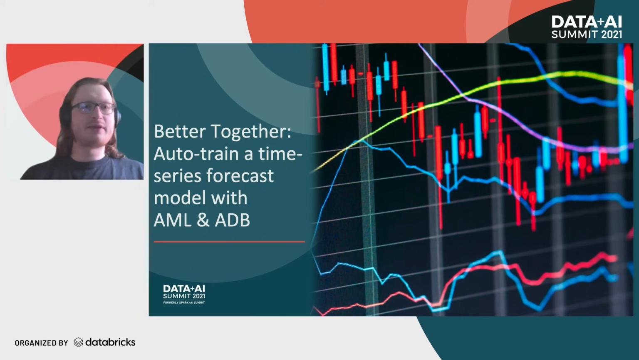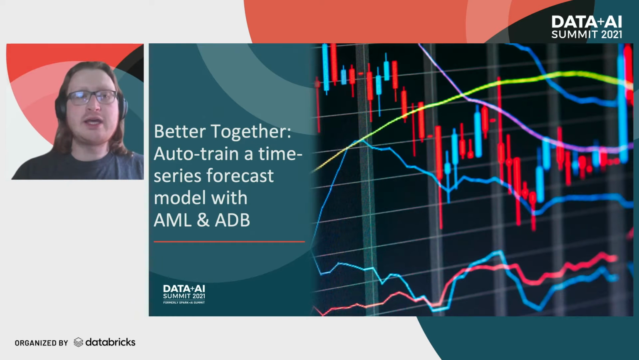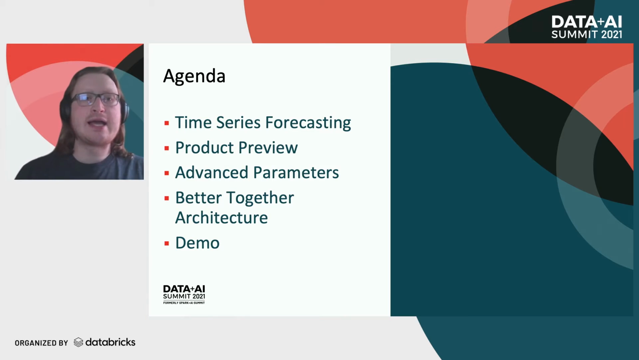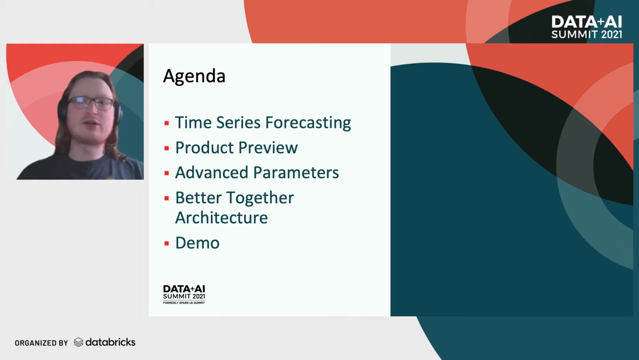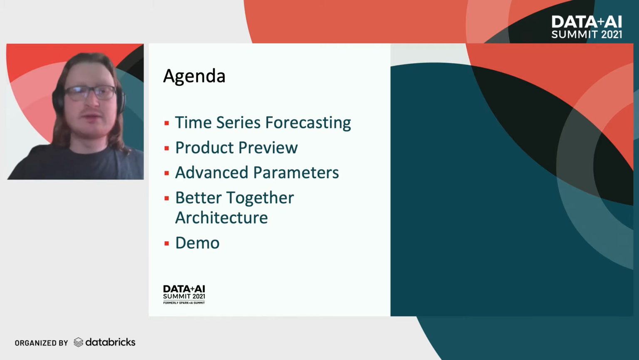So now everybody's familiar with the title. In case you just joined, just going to repeat: Better Together, Auto-Train a time series forecast model with AML and ADB. And our goal here over the next 30 minutes is to look at time series forecasting, just to level set a little bit, so we are having mutual understanding. This may be a little boring for folks that have done this for a while, but for newcomers, basically, just to level set the topic. We're going to look at the product preview a little bit, advanced parameters, and then at the Better Together architecture, we'll go through a diagram that logically makes sense for the use case demo I'm going to show towards the end of this session.